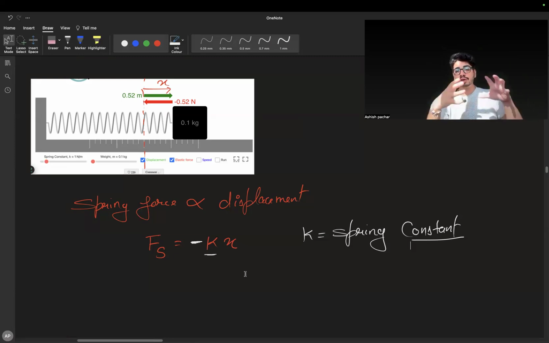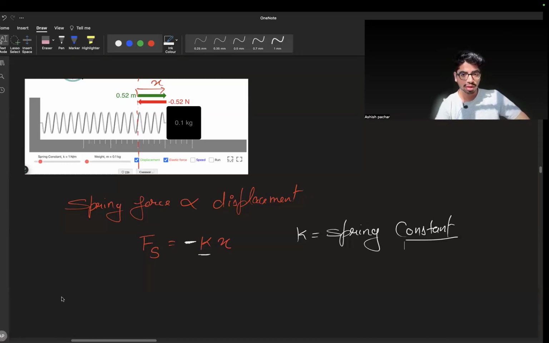But have you seen the springs in motorcycles or cars or trucks? Their spring constants are very high. Basically, you can't pull them easily by hand, because you require more applied force to pull them or to do the expansion.